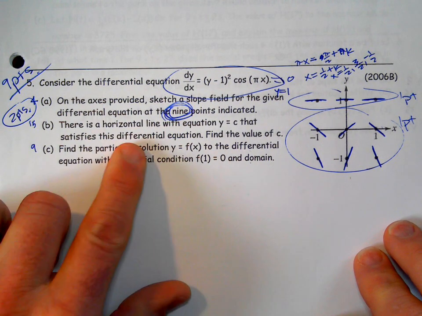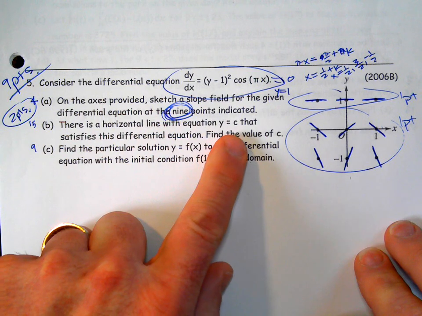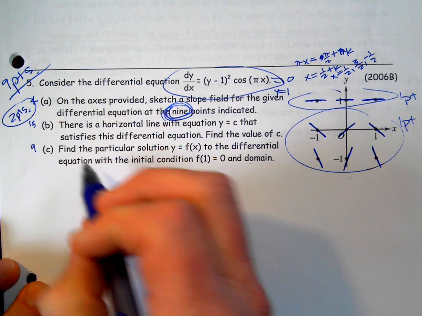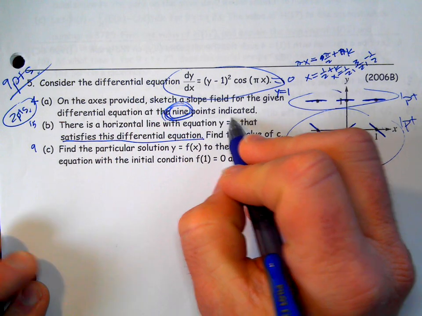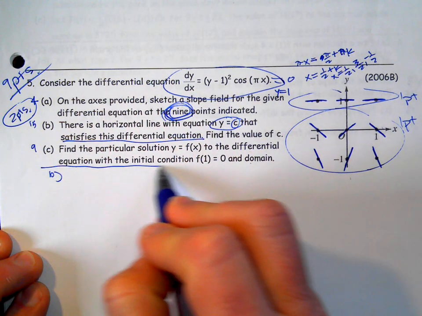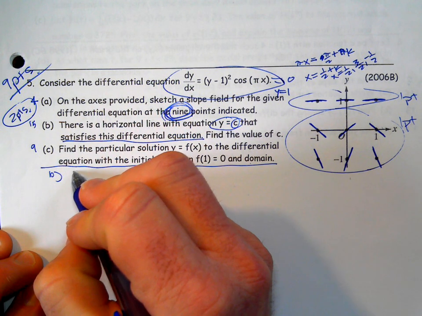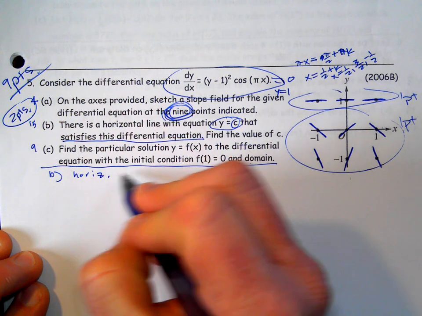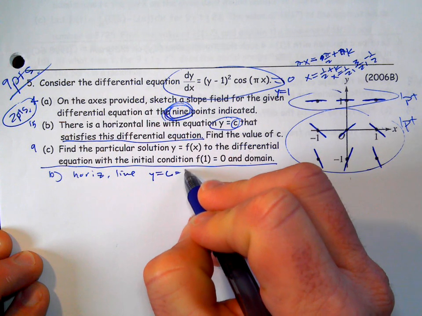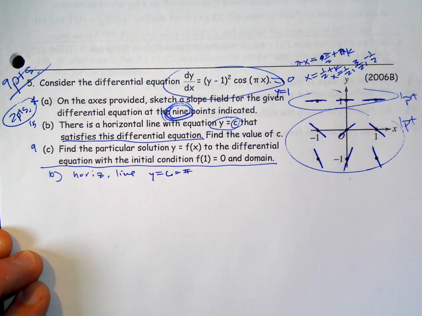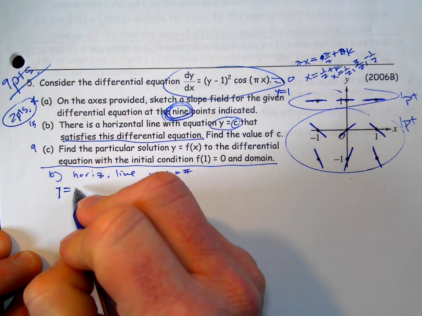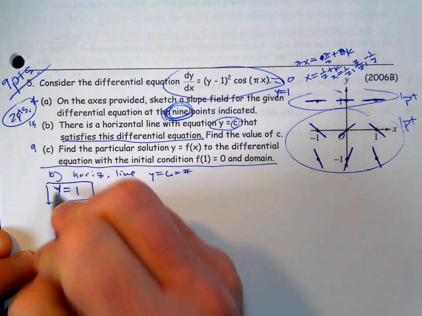All right, part B says there's a horizontal line with an equation y equals c that satisfies the differential equation. Now y equals c, c is a number. So this is part B. I'm just going to show the work here. That's a horizontal line, right? If y equals c, which is just a number. Now I can look at the picture and be like, look, it's right there. The answer is y equals 1. Right?